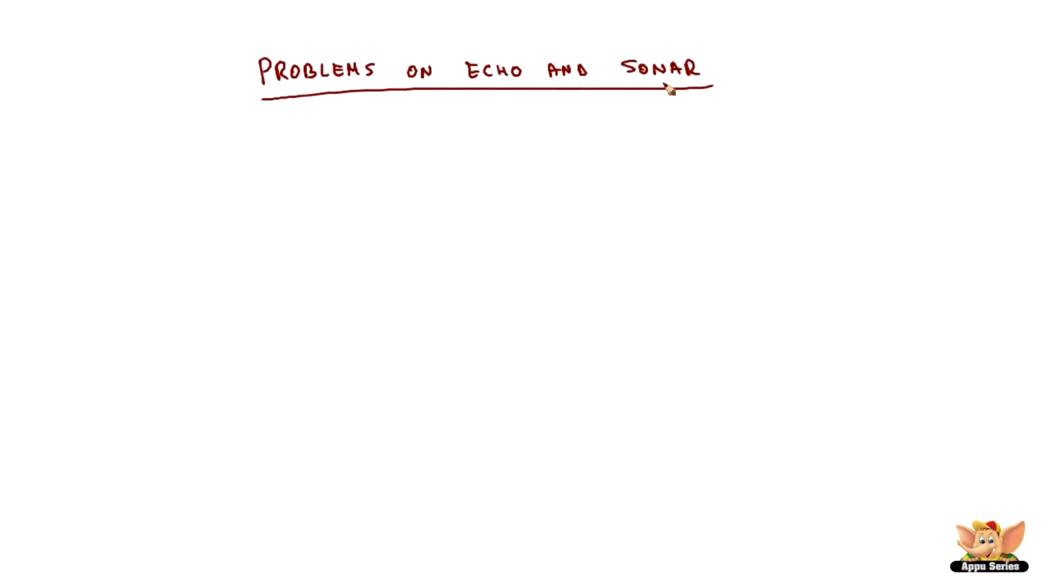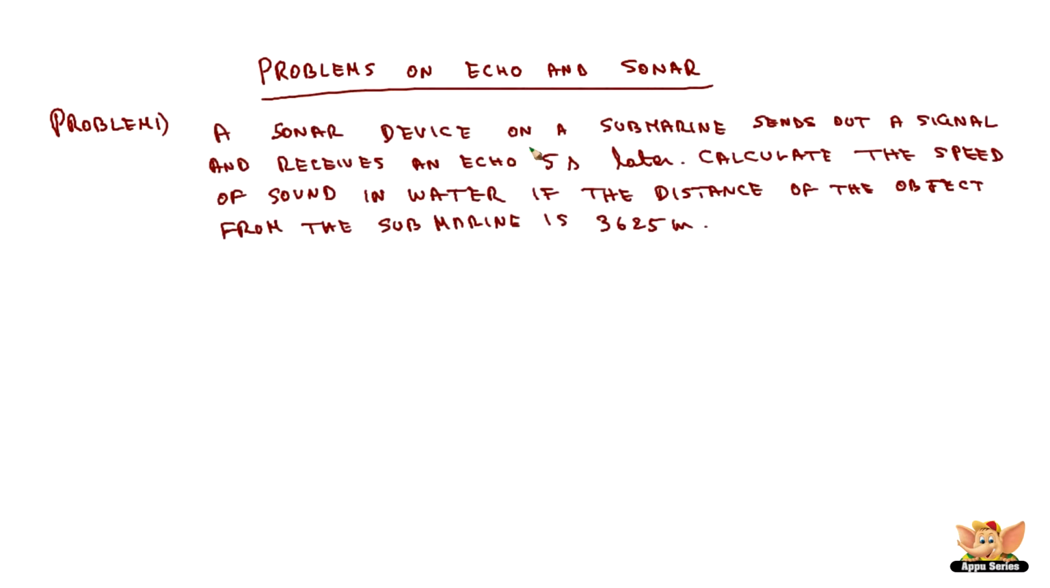Problems on echo and sonar. Problem 1. A sonar device on a submarine sends out a signal and receives an echo 5 seconds later. Calculate the speed of sound in water if the distance of the object from the submarine is 3625 meters.